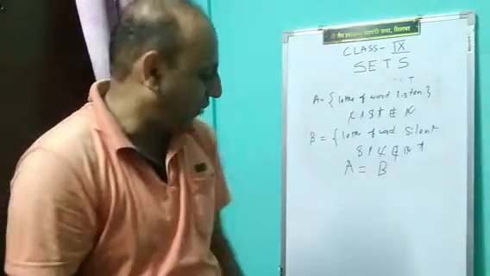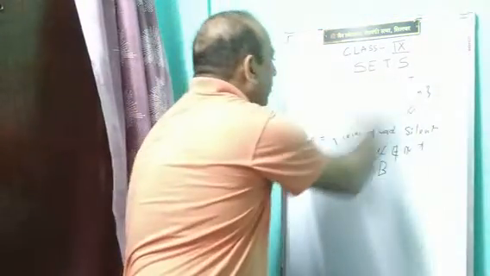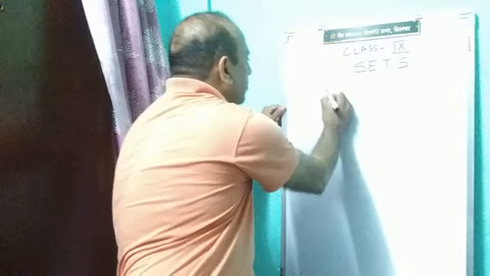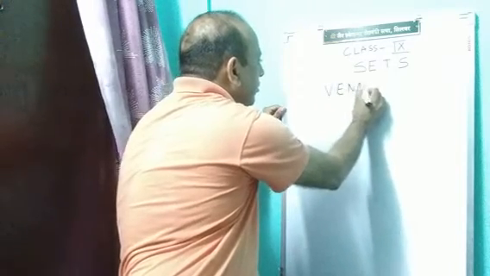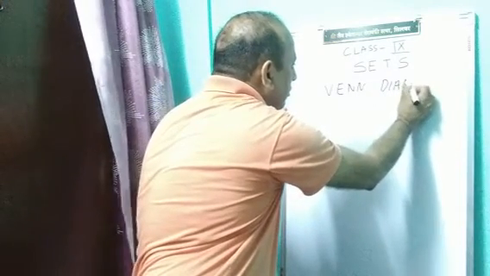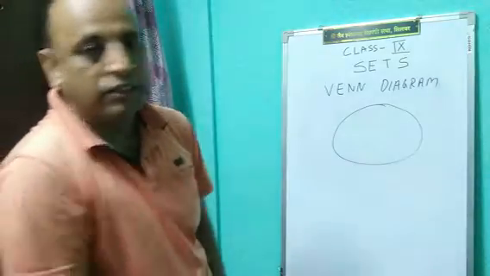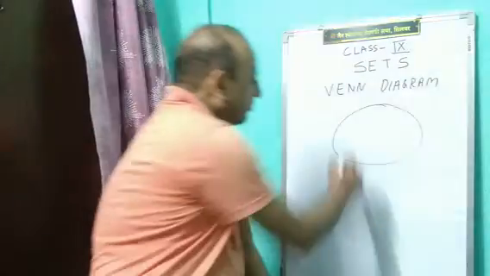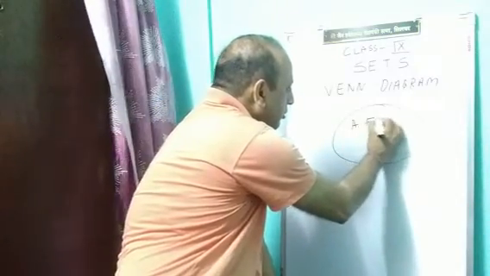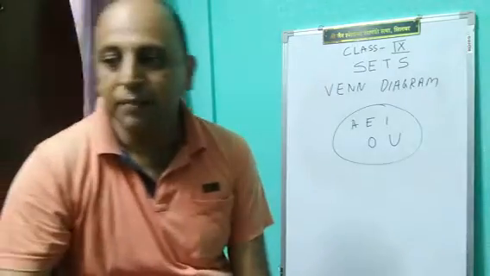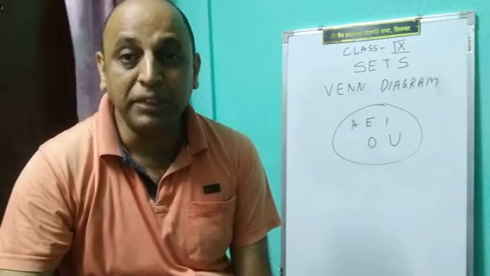Sets are denoted by a Venn diagram. Set of vowels. This is the set of vowels and is denoted by a Venn diagram. This Venn diagram is named after the great mathematician John Venn.